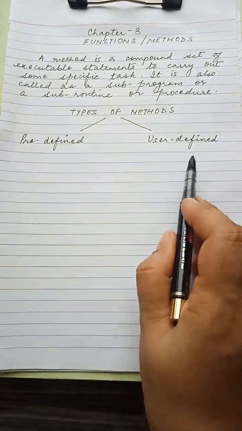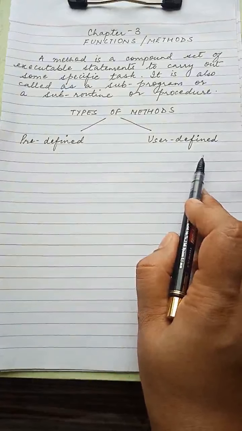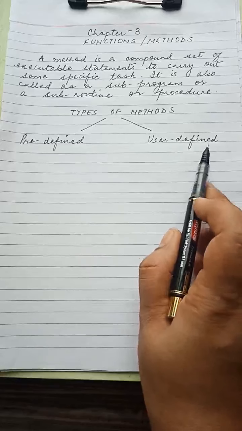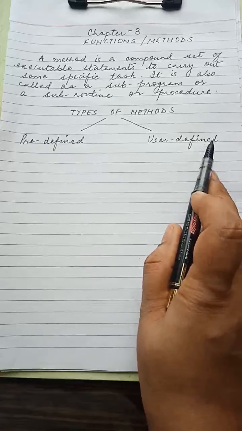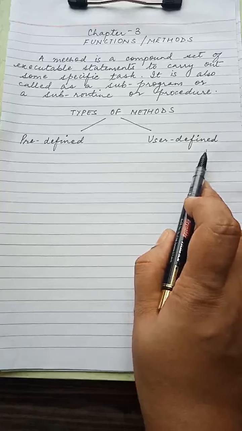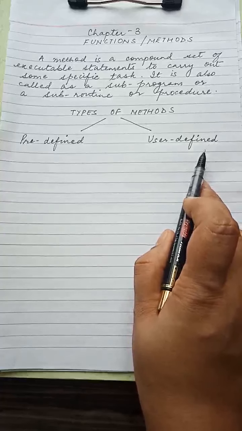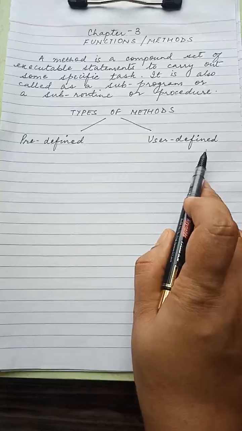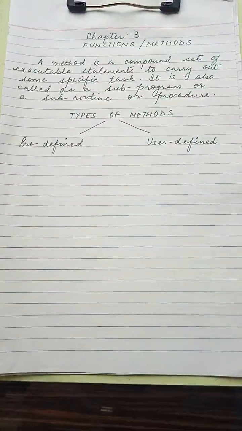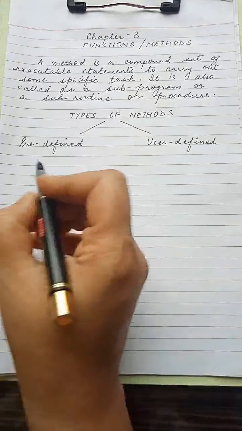But user defined functions are those functions which are created by the user to carry out some specific task. The names of the user defined functions are given by the user. They cannot be any keyword or the name of any predefined function. They will follow the same rules as an identifier, as a variable follows. So it cannot be a keyword, it cannot be any predefined function name.